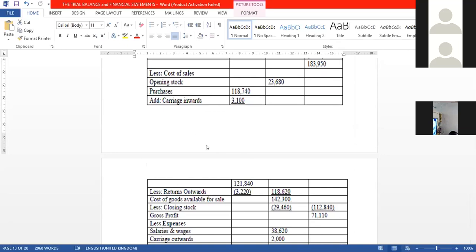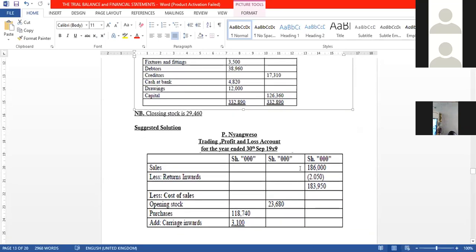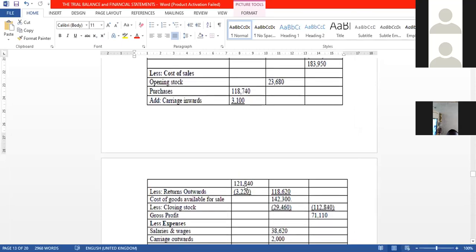From there, you're supposed to less return outwards. From the figures, return outward, do you have it? Here it is, 3,220. Therefore, you less that. Once you say 121,840 minus 3,220, you get 118,620. This 118,620 is added to the opening stock, which is up here, to get 142,300, which we call cost of goods that are available for sale this year.